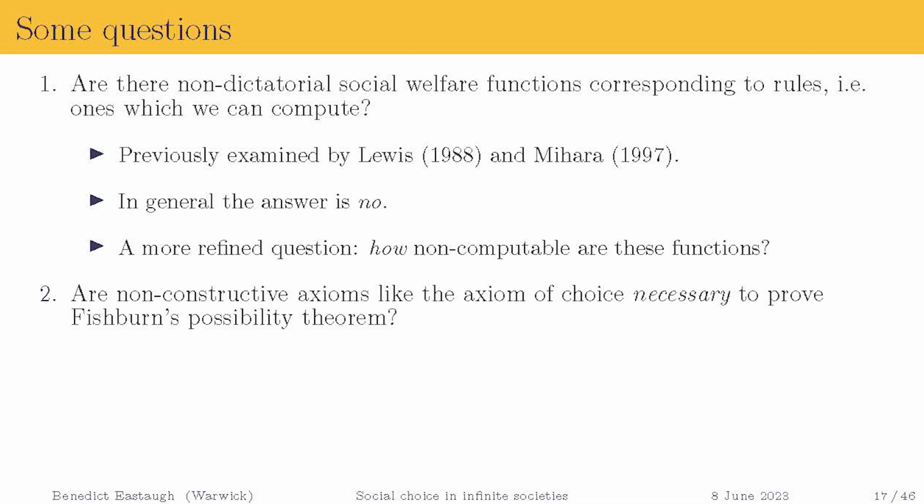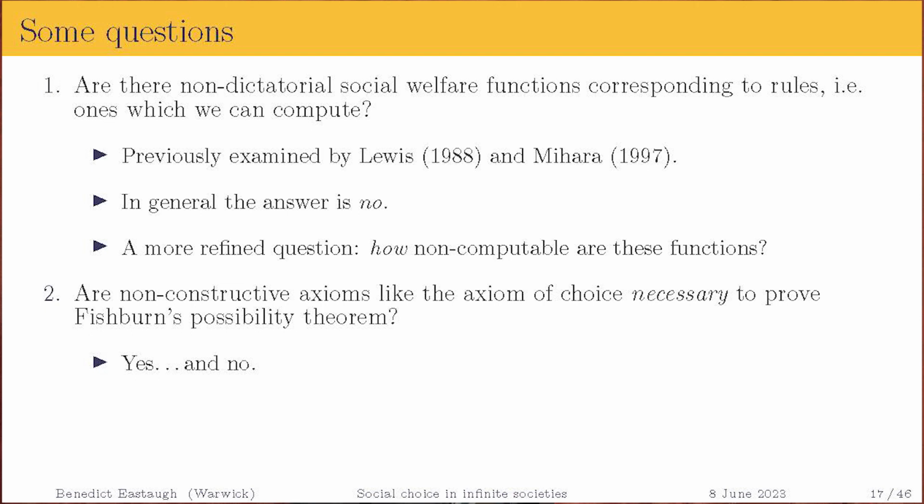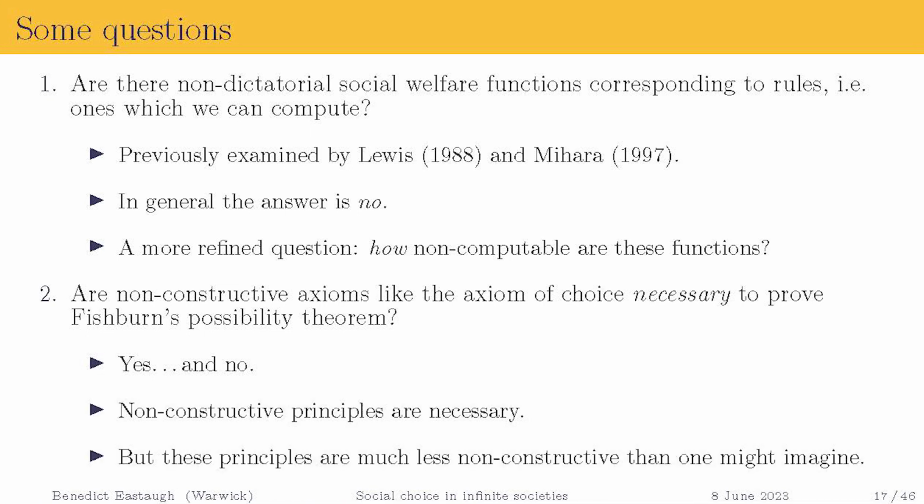And then the second question, which looks like it's a very different question, but in fact is intimately related to the first, is, are non-constructive axioms, like the axiom of choice, necessary to prove Fishburn's possibility theorem? And again, the answer is going to be yes, but also no. So I hope to provide something more satisfying towards the end of the talk. But roughly the answer is going to be non-constructive principles are necessary, where by non-constructive I now mean non-computable, but these principles are much less non-constructive than one might imagine. So you're going to get non-computable sets, but not that high up in the hierarchy of non-computable sets.